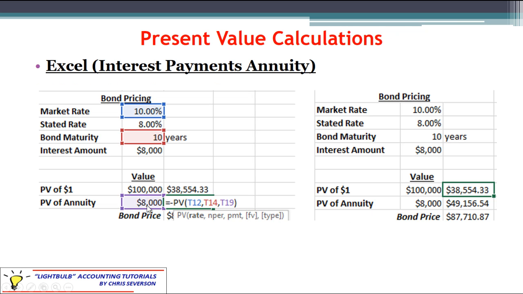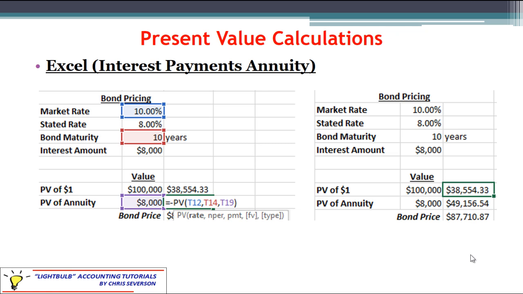In Excel, you can do the same thing. It's still the PV formula, but we're only going to need the first 3 items. Notice the FV, the future value, and the type have brackets around them implying that they are optional. We need the rate, still 10%. We need the number of periods, it's still 10. And we do need the payment in this case. It's going to be an annuity payment of $8,000. That's all we need. And then you'll find out that the present value is $49,156, close to $57.